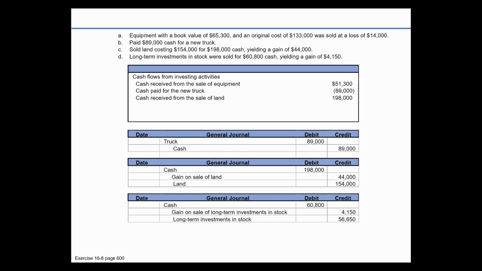Okay, so then we can list that, and then we can go ahead and total the net cash provided by investing activities, which is $221,100. Okay, notice that these are not operating activities.